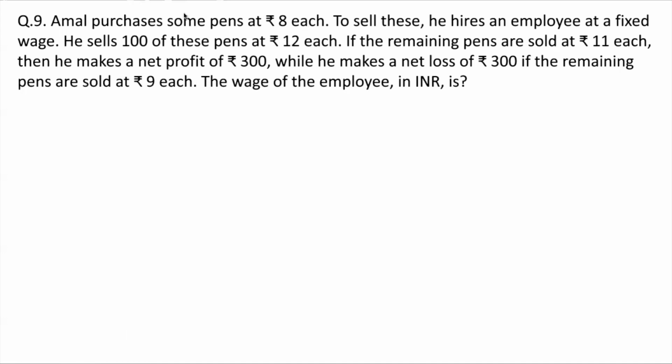So Amal purchases some pens at rupees 8 each. Let us assume that Amal is purchasing exactly n number of pens. That makes the total cost of the pens as 8 multiplied by n. To sell these, he hires an employee at a fixed wage. Let us suppose the fixed wage of the employee is R rupees. Next, he sells 100 of these pens at rupees 12 each. That means the total selling price of these 100 pens is 12 multiplied by 100, right?